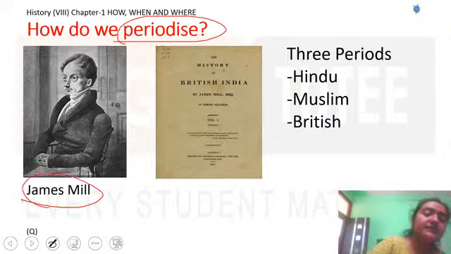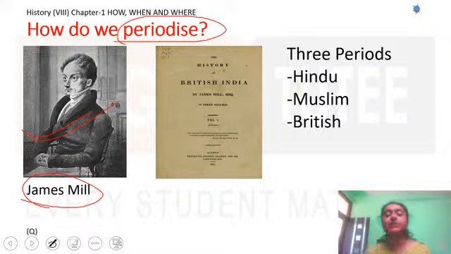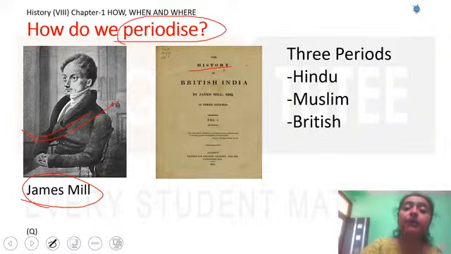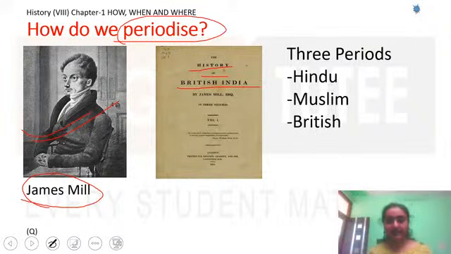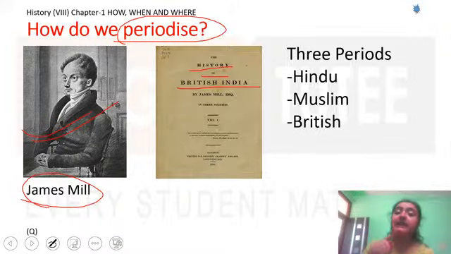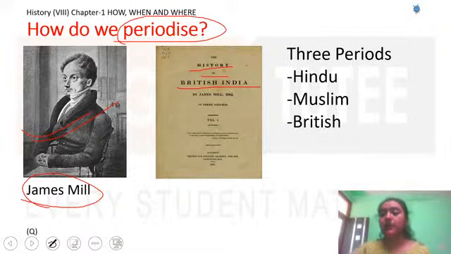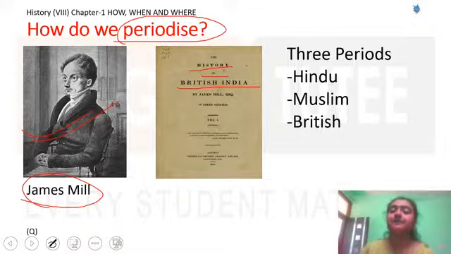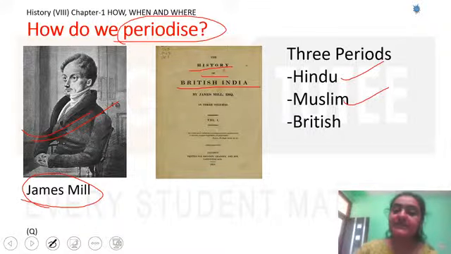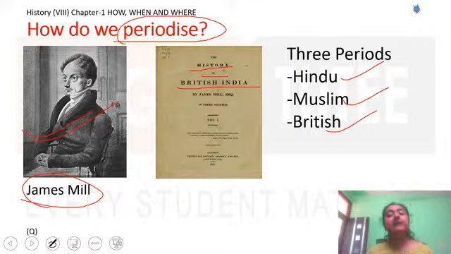Here, this is James Mill. James Mill was a Scottish economist and political philosopher. Okay, he has written a book called History of British India. It's a thick 3-volume book which he had written, and he divided the Indian history into 3 periods. Okay, and what were those 3 periods? Hindu, Muslim and British.